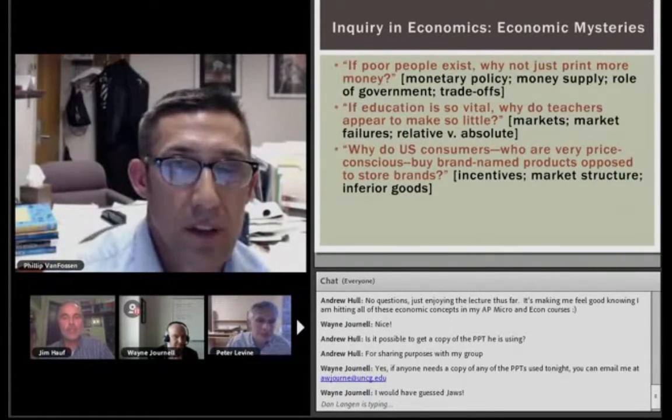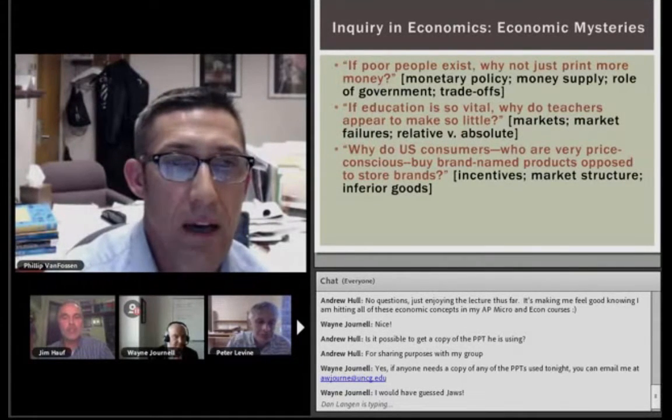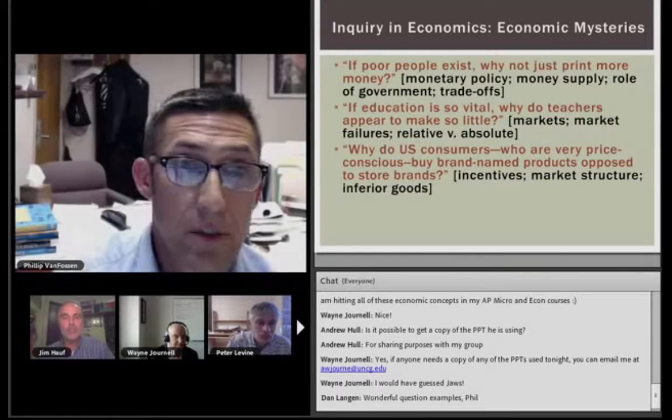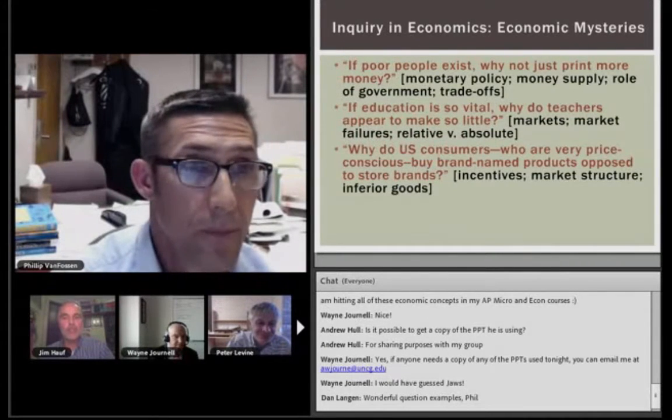So, sorry about the slowness of the slides, but hopefully I've given you a sense of how the discipline of economics approaches the inquiry arc and how it aligns with and, I think, overlaps nicely with the C3 Dimension 2.